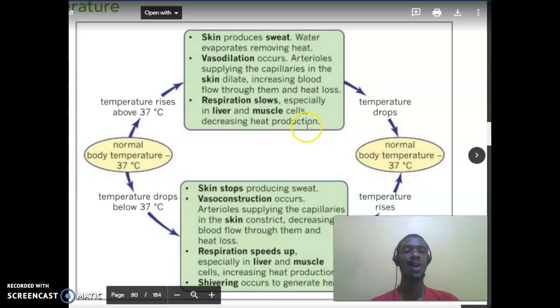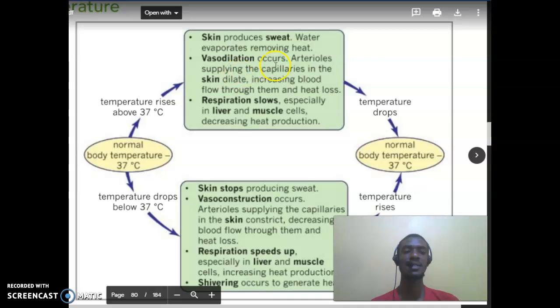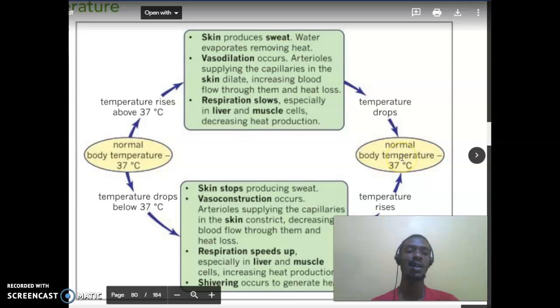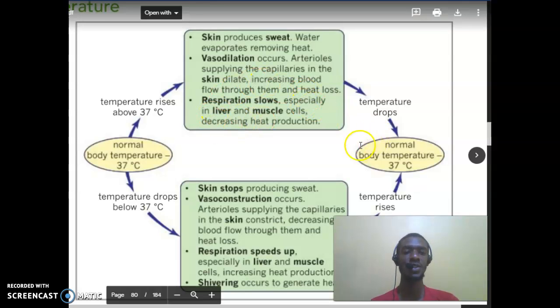Then the body, the skin, the liver, and other muscles, and all of these organs will then return to a state where they are functioning at normal. So the skin returns by undoing the vasodilation and reducing the amount of sweat. The liver would pick up pace again, and the muscles would pick up pace to work as they were working before there was a raise in temperature. So they are now at normal again.